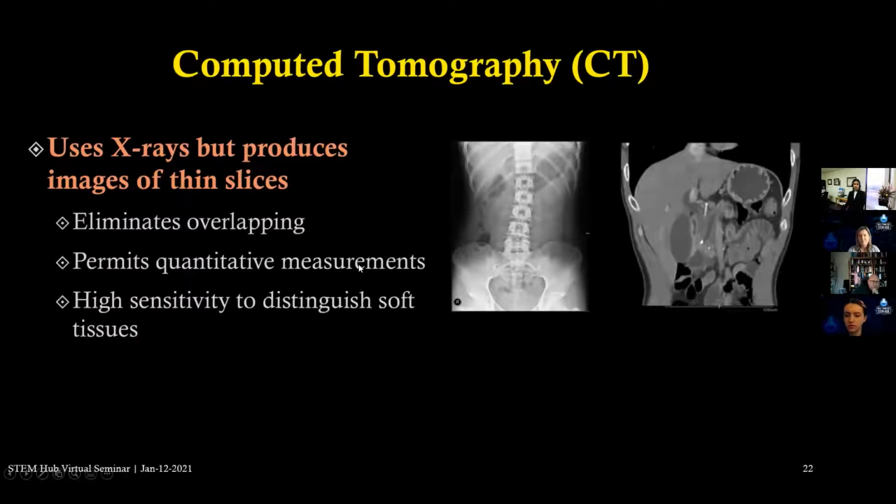And this modality eliminates all the overlapping and permits quantitative measures. So you can measure the intensity of your liver, of your stomach, and so on. And as you see, it produces high sensitivity to soft tissue. So you can differentiate your liver from your stomach.